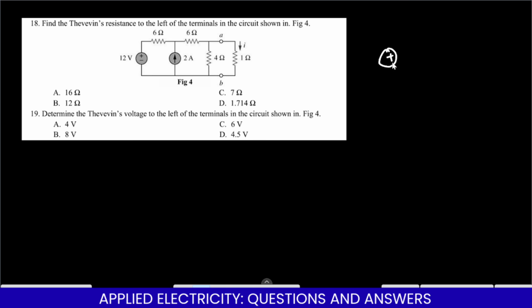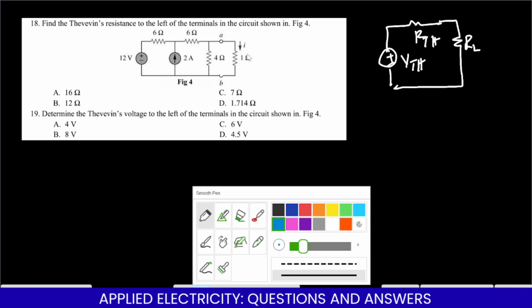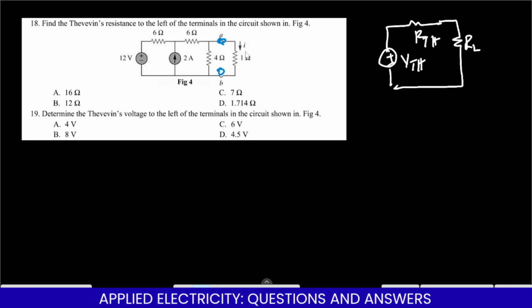The Thevenin's equivalent circuit should be represented in this form: the VTH with RTH, and then in series with the load resistance, the resistance we are finding components across. In this case, we have terminal AB at this point, which means that the load resistance is 1 ohm.